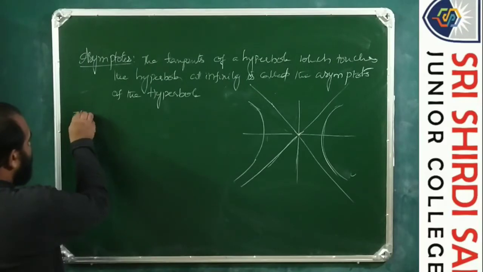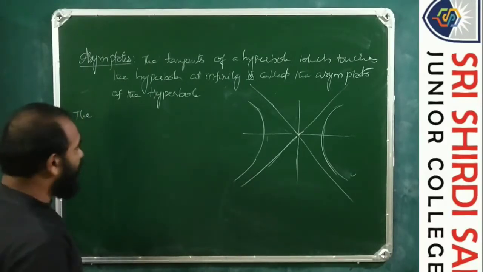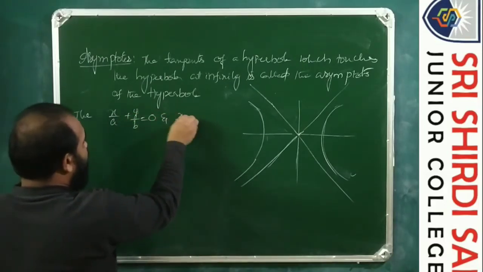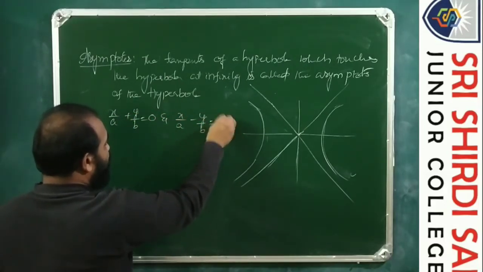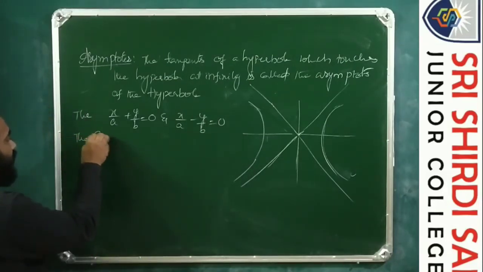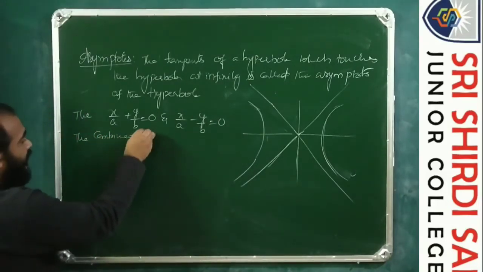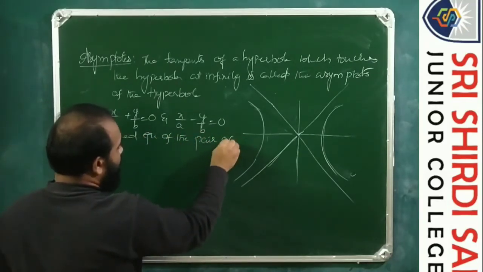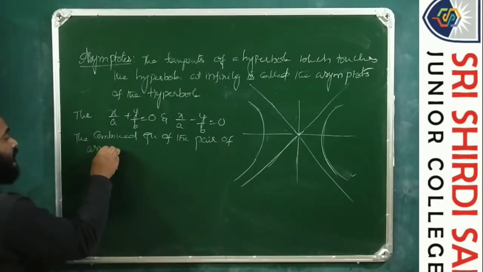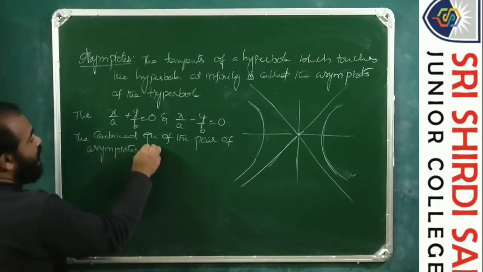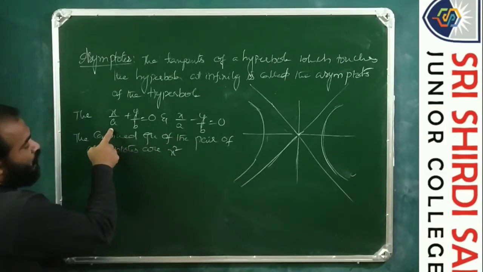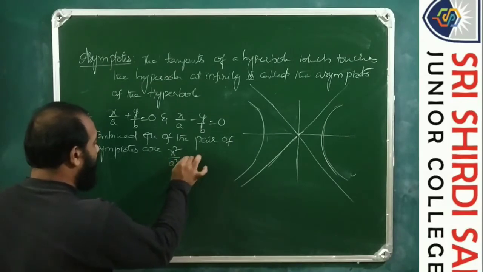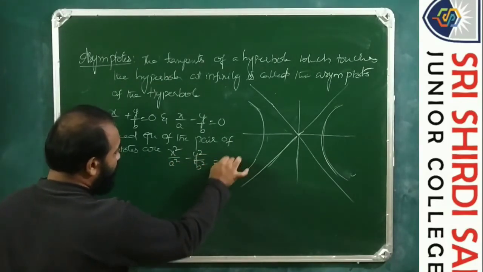So the equations of these asymptotes are x by a plus y by b equals 0 and x by a minus y by b equals 0. The combined equation of the pair of asymptotes is x by a plus y by b into x by a minus y by b equals 0, that is, x square by a square minus y square by b square equals 0.